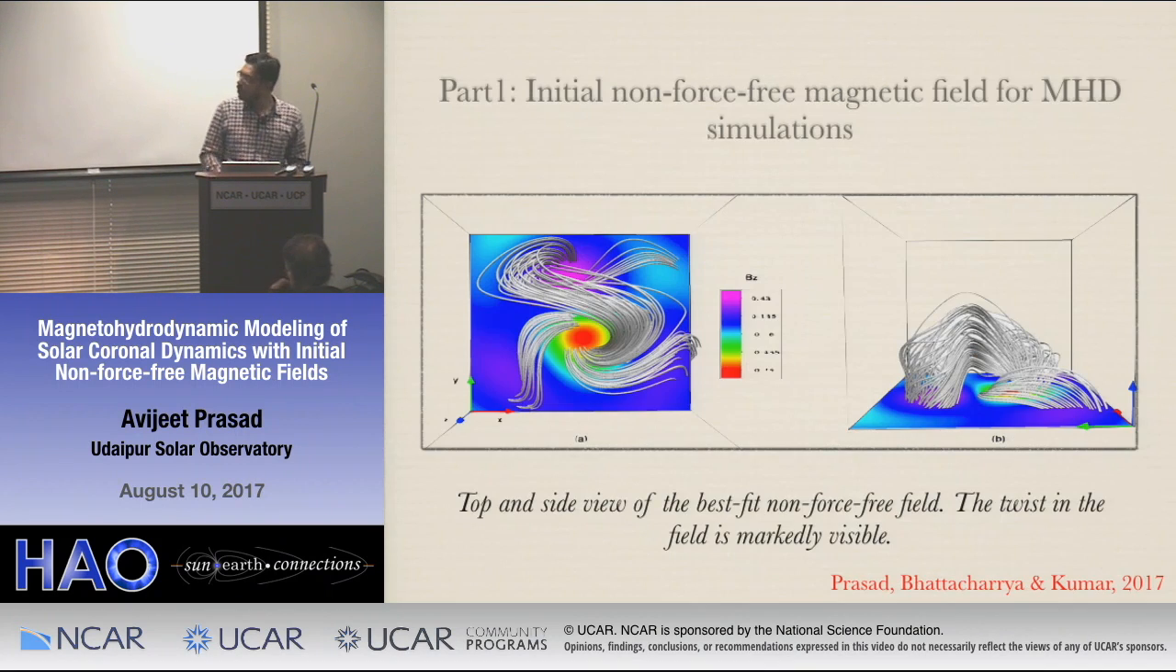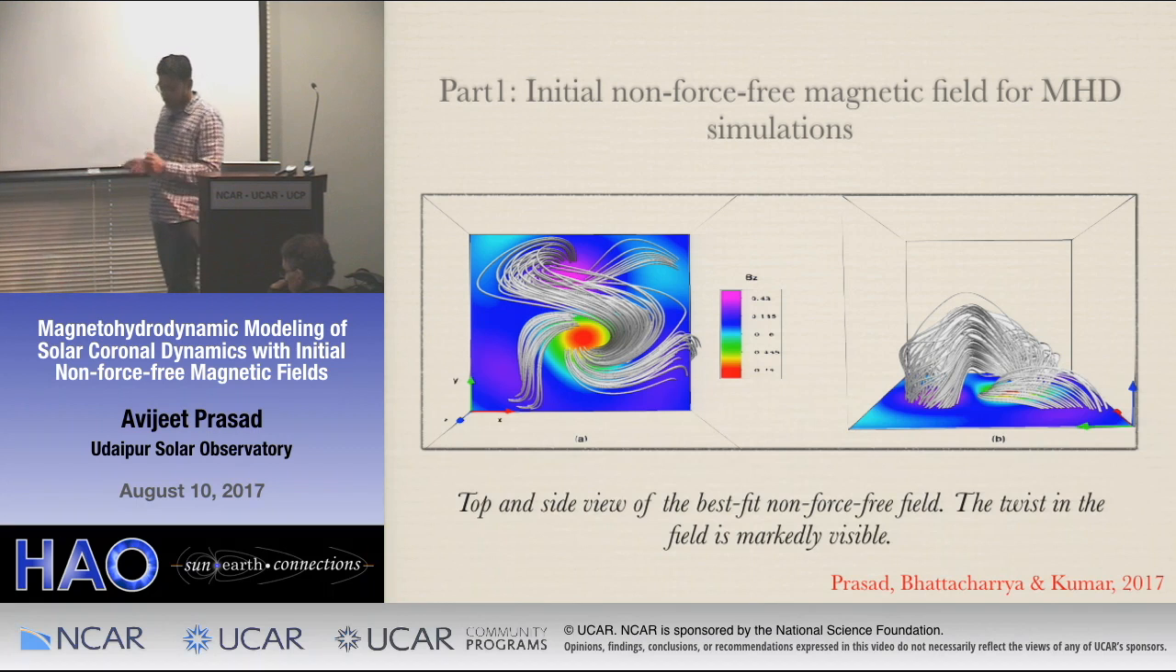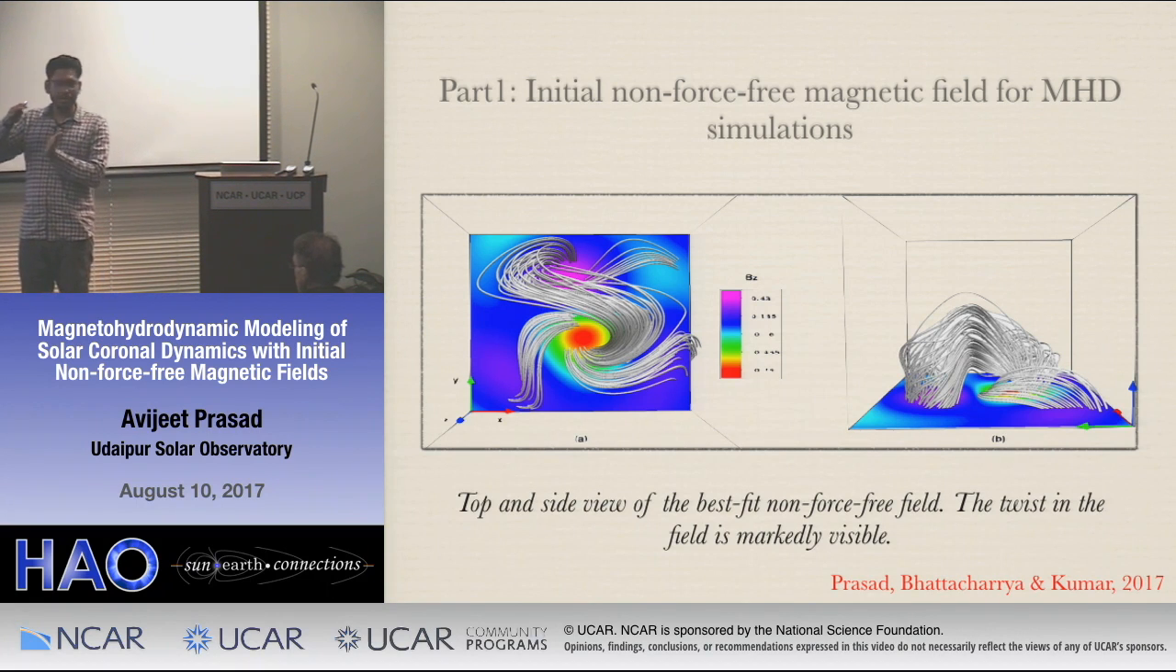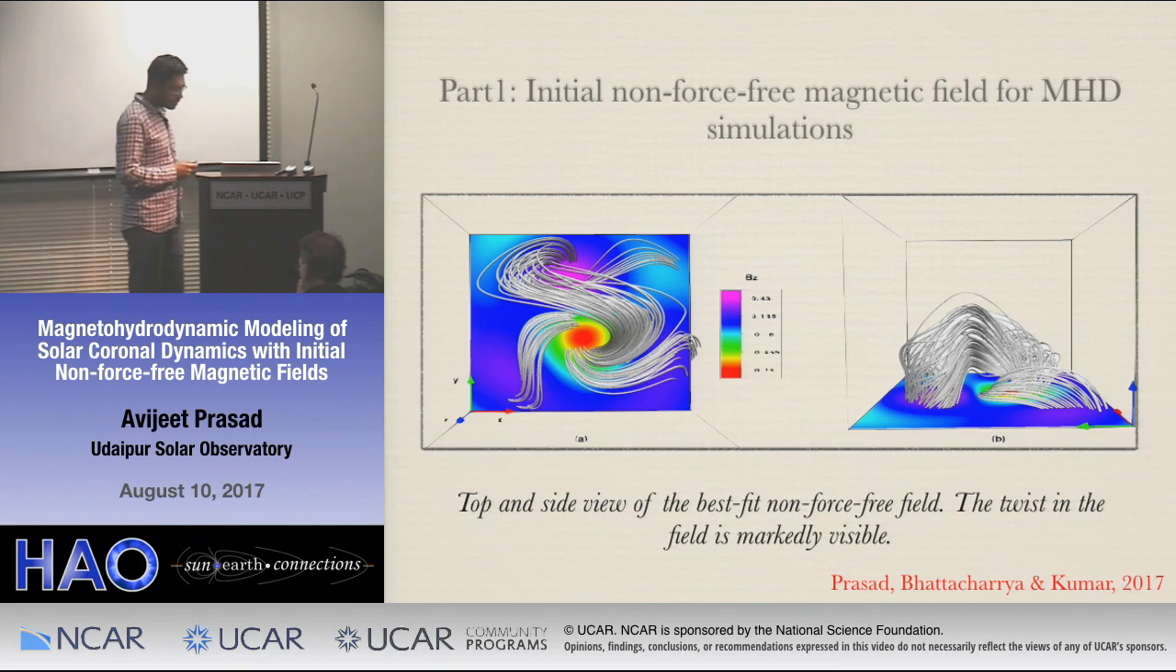Keeping this in mind, we have now obtained the entire three-dimensional magnetic field in that Cartesian volume, and this can be taken as an input to the MHD code in order to look for the dynamics of the magnetic field. Before I show you the solutions of the simulations, I wanted to point out some important features of the initial non-force free magnetic field.